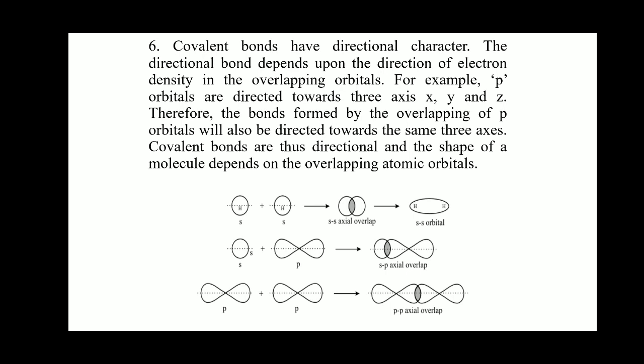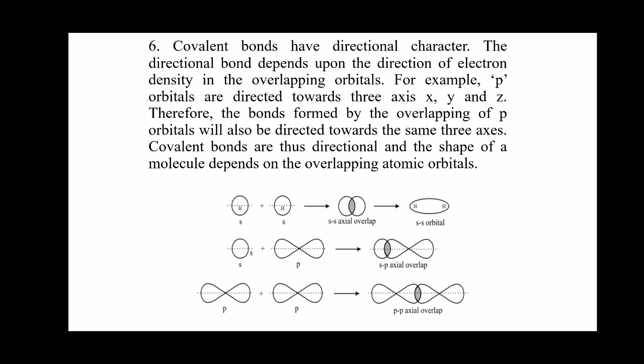Now, the sixth postulate states that covalent bonds have directional character. That's why covalent bonding is also known as directional bonding. The directional bond depends upon the direction of electron density in the overlapping orbitals. For example, p orbitals are directed towards the axes x, y, z. According to that, we differentiate the p orbitals as px, py, and pz. Therefore, the bonds formed by the overlapping of p orbitals will also be directed towards the same three axes. Covalent bonds are thus directional, and the shape of a molecule depends on the overlapping atomic orbitals.